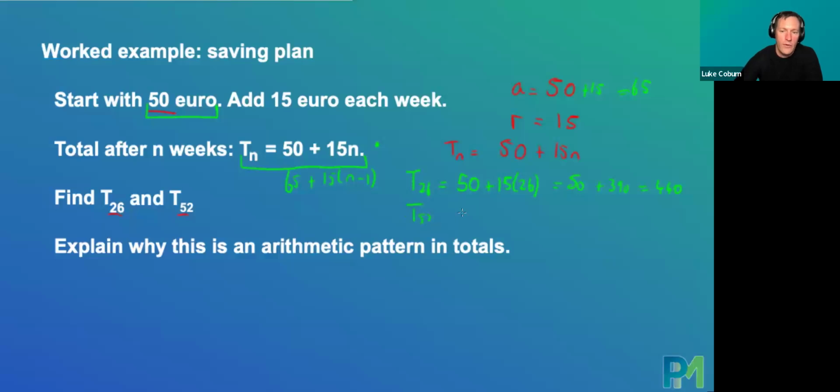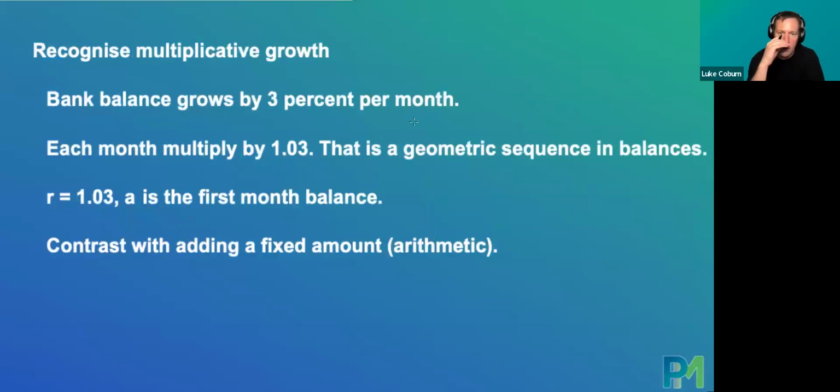And then working out the second one, T52 will be 50 plus 15 times 52. This was 390, so twice that would be 780. That'd be 50 plus 780, which would be 830. Okay. And the totals are an arithmetic pattern because you start off with 50 and you keep adding 15 each time. So that's why it's arithmetic.